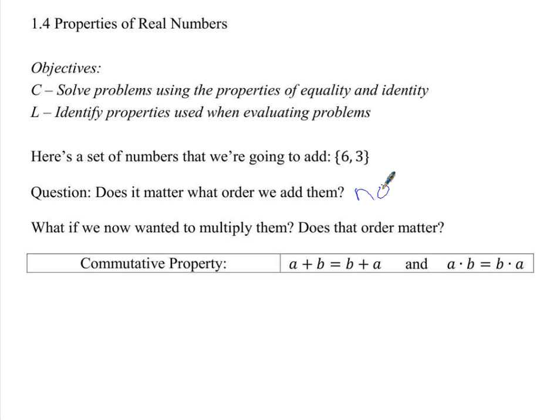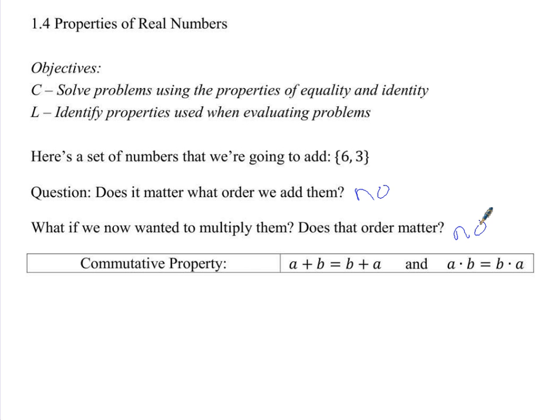It does not matter. What if we wanted to multiply them instead? Does the order matter there? No. 6 times 3 is 18. 3 times 6 is 18. You get the same answer. So the answer here is also no.